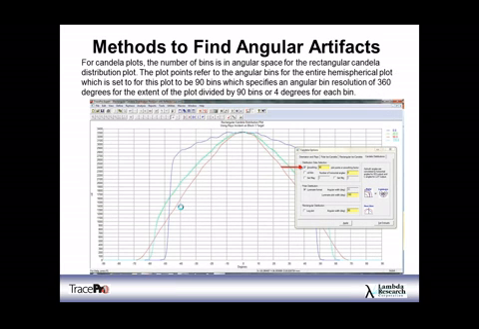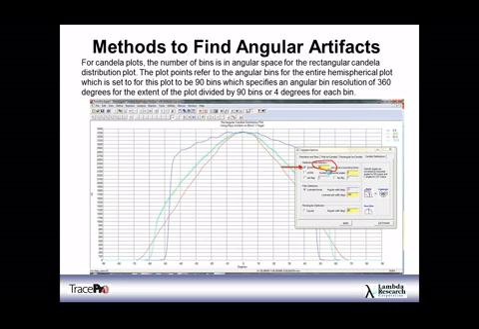Okay? Now, if you're looking for angular artifacts, we have to look at how a candela plot actually does the binning. So, for instance, for a rectangular candela plot, the bins are set up in angular space. And the plot points refer to the angular bins for the entire hemispherical plot, which is set for this plot to be 90 bins. How do I know? My smoothing factor in my candela options is set to 90. And this goes across a complete 360-degree extent. So if I divide 360 by 90, that gives me 4 degrees for each bin.